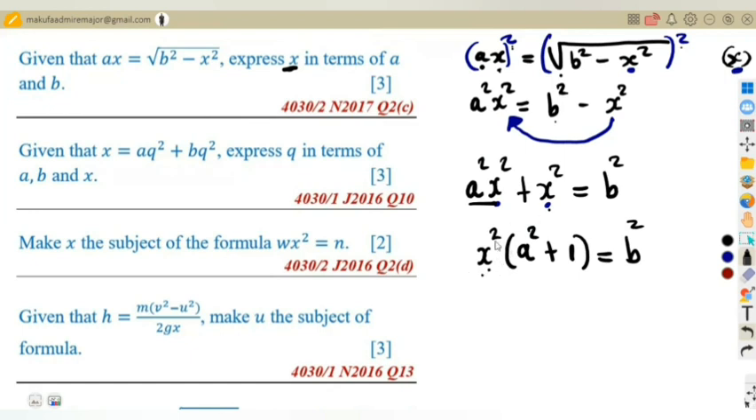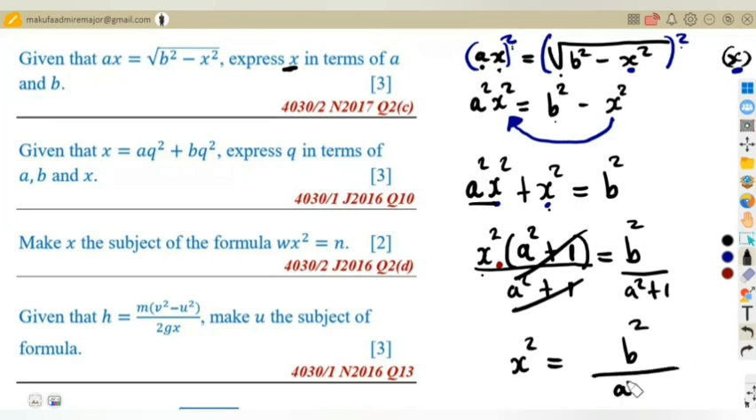What am I supposed to do? I'm supposed to be left with x, but here I'm multiplying. Yes, there's a square, but forget about the x for now. Think about what is affecting our x indirectly, which is the bracket. So divide both sides by a² + 1. That means we are going to be left with x² = b²/(a² + 1).